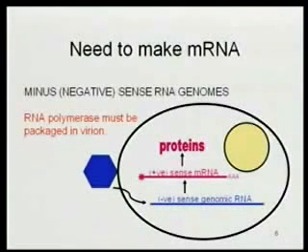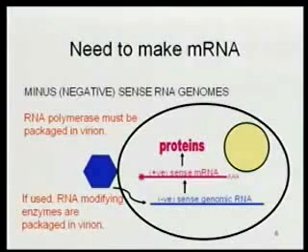So the RNA polymerase must be packaged in the virion, and if it's going to modify this message by capping and methylating it at the 5' end, or by polyadenylating it at the 3' end, it needs to include the RNA modifying enzymes in the virus particle as well, so that the first messages it makes look like authentic messages. And that is the case for these viruses. Not all of them do provide the modification machinery. You'll see a few exceptions as we go through.